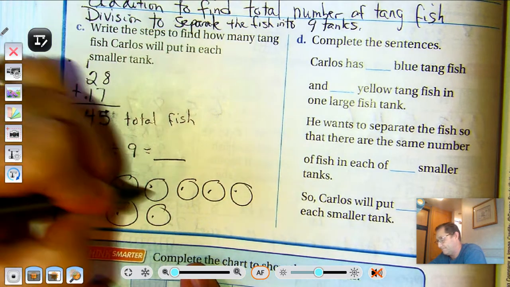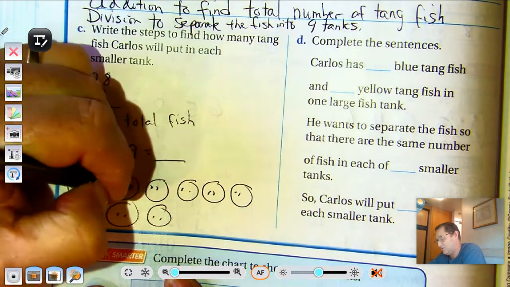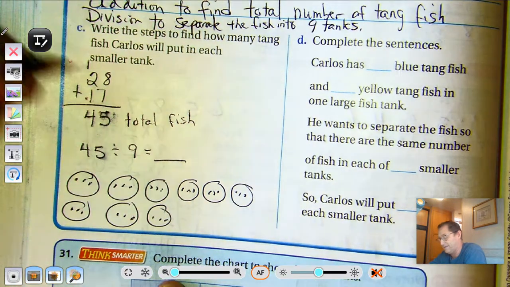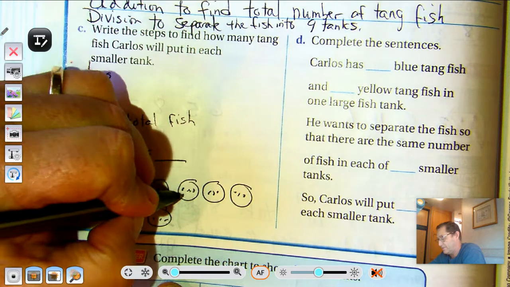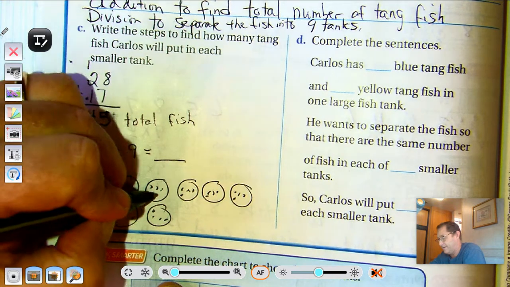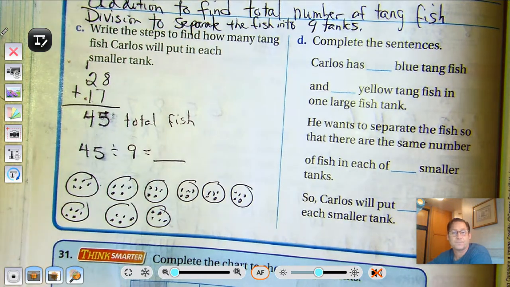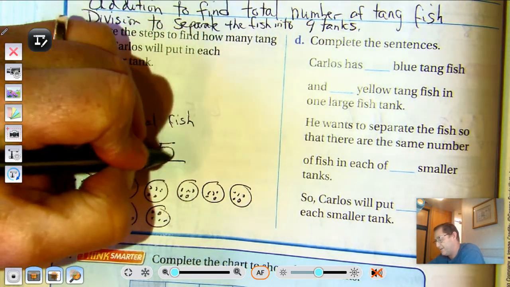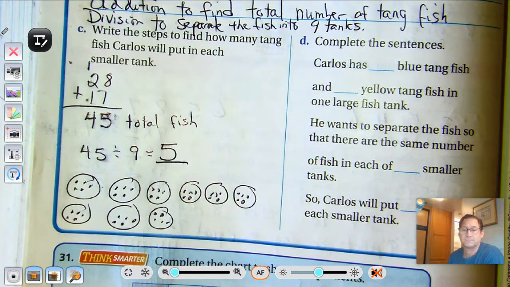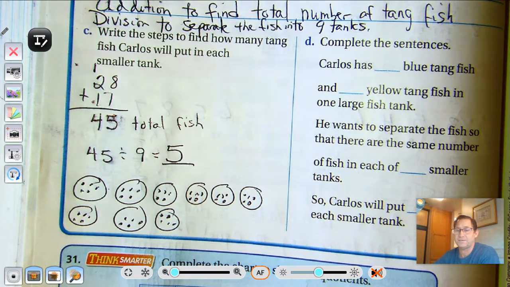There's 9. 9 plus 9 is 18, 19, 20, and so on up to 45. All right, so there's 5 fish in each of the tanks. Could I also have just said 9 times what is 45? Yeah. Okay. This is just a strategy, right? If I don't need to use that strategy, write the answer.